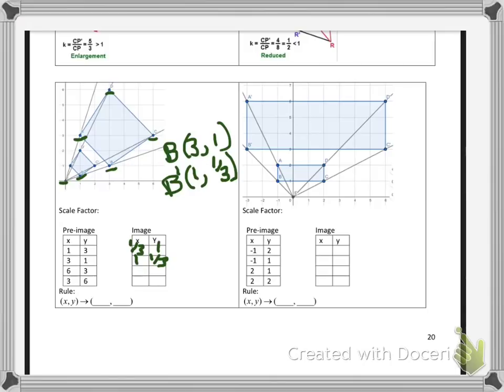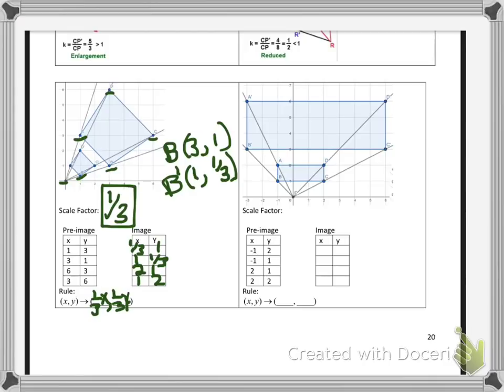Okay, and each of these is just going to decrease by a scale factor of 1/3. So 6 becomes 2, 3 becomes 1, 3 becomes 1, 6 becomes 2. And the rule here is that every X value becomes 1/3 of itself, and every Y value becomes 1/3 of itself. Sorry, I forgot to write in my scale factor, 1/3.